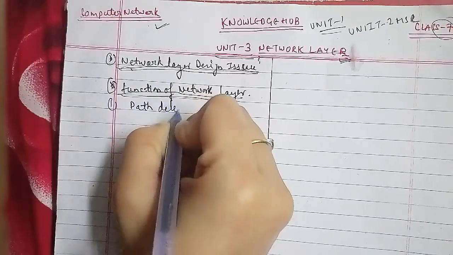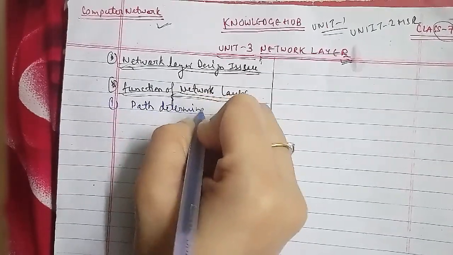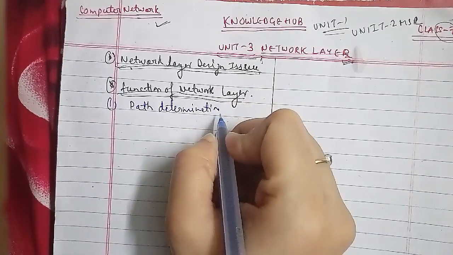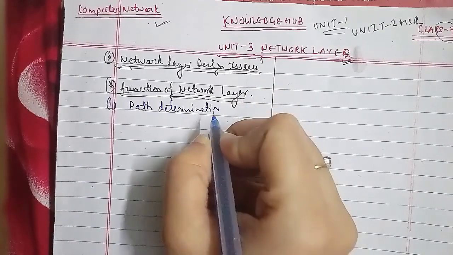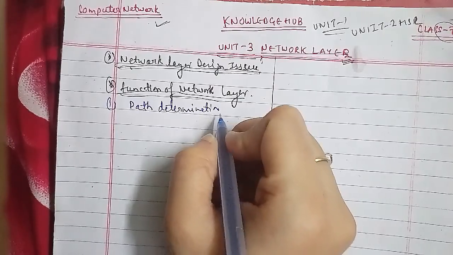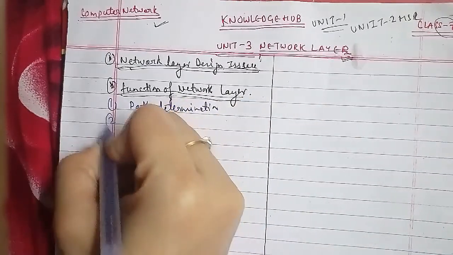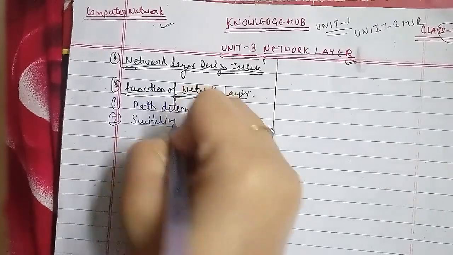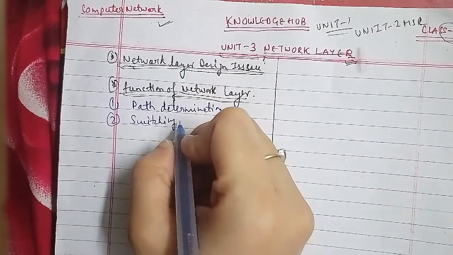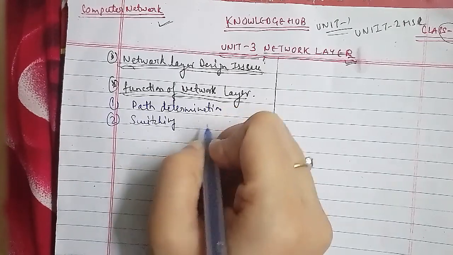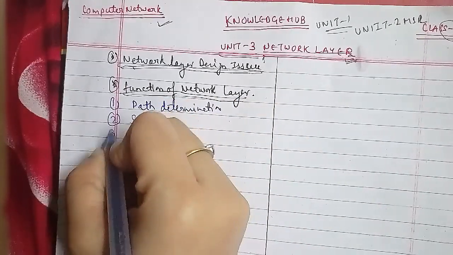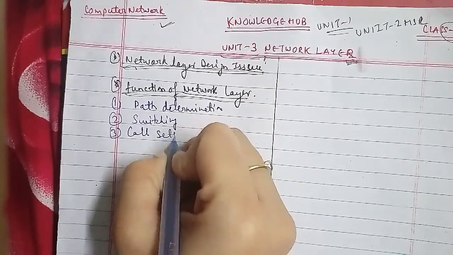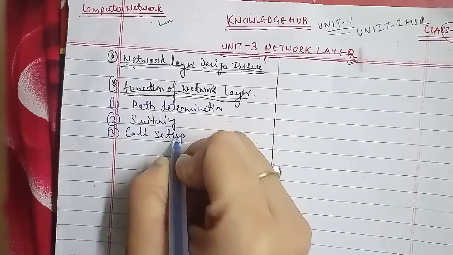In path determination, the route is taken by a packet from the source to the destination, and a routing algorithm is used for this. The second is switching, which moves packets from the router's input to the appropriate router output. The third and last function is call setup. In call setup, some network architectures require the router to set up a call along the path before the data flows.